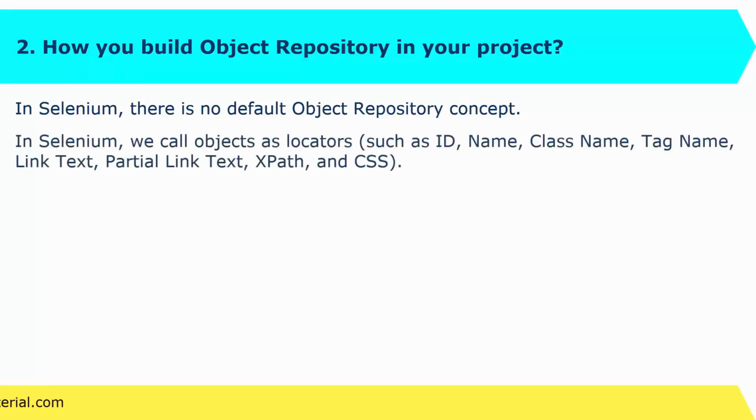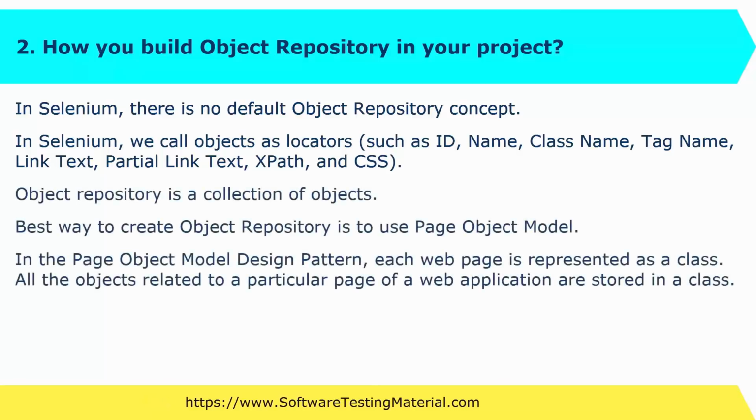In Selenium, we call objects locators, such as ID, name, class name, tag name, link text, partial link text, XPath, and CSS. Object repository is a collection of objects. One of the ways to create an object repository is to place all the locators in a separate file. But the best way is to use the page object model. In the page object model design pattern, each web page is represented as a class. All the objects related to a particular page of a web application are stored in a class.